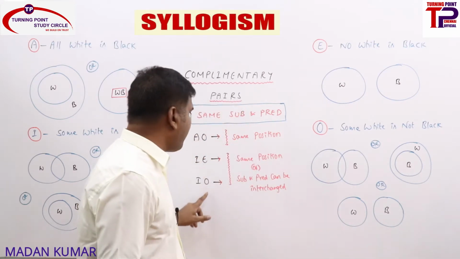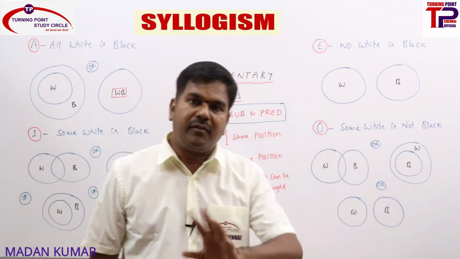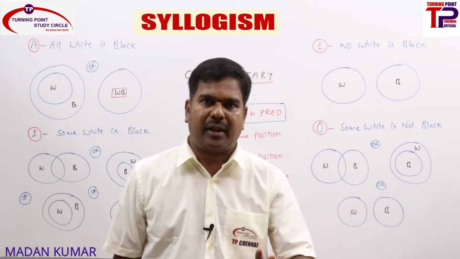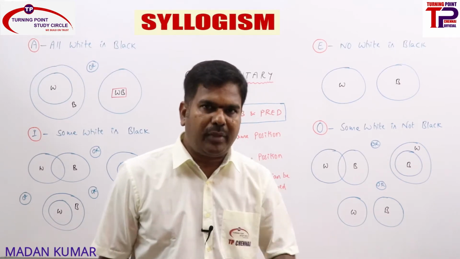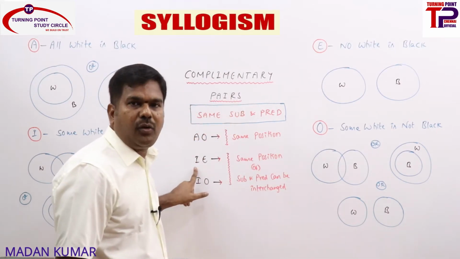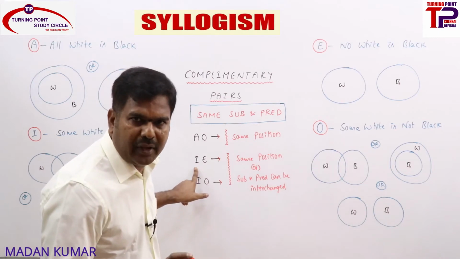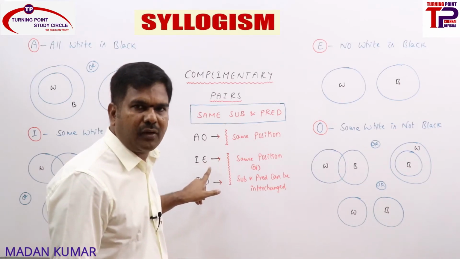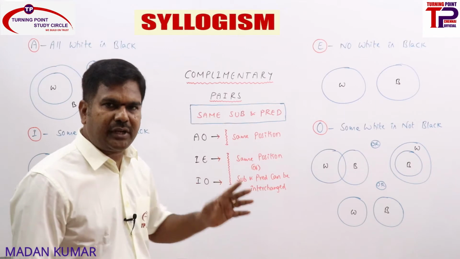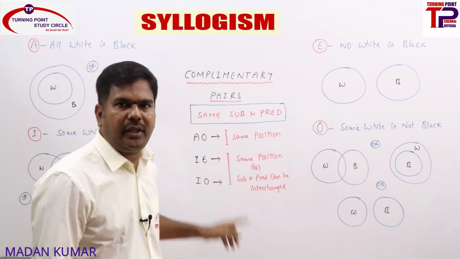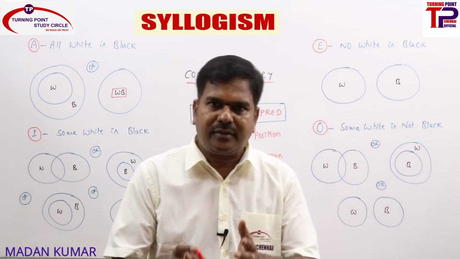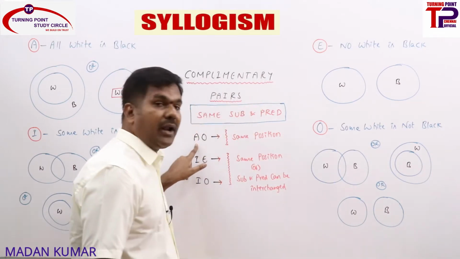For IE and IO pair, even if subject and predicate are interchanged, it's a complementary pair. Same or interchanged, it is a complementary pair. Why are we saying that? Because I can be converted into I, and E can also be converted into E. Even if subject and predicate interchange, by converting I into I or E into E, you can make the same positioning, right? For AO pair, you cannot do that.